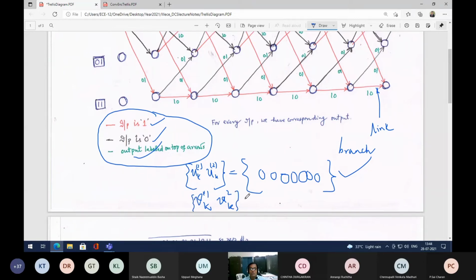So what is the corresponding output? For every single bit, you will have a pair here, 0 0. Again, you will have a 0 0.